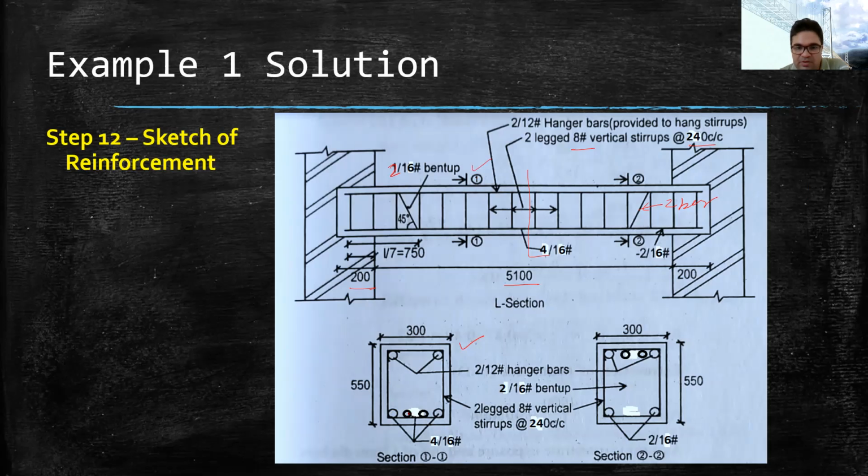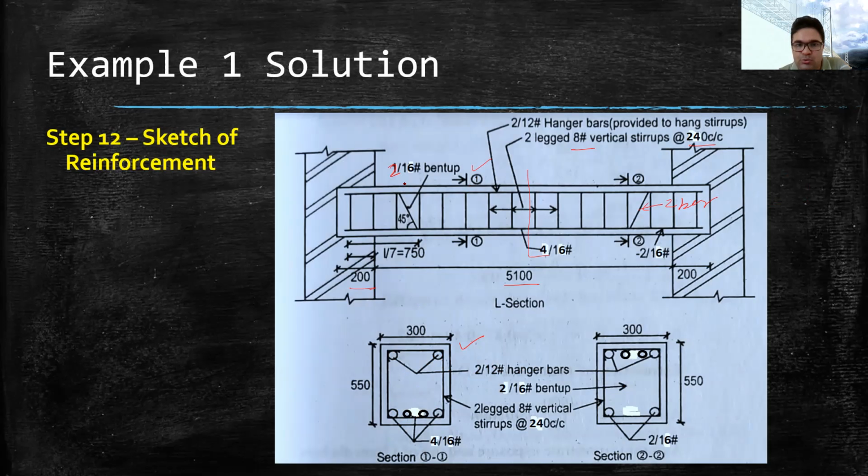So in cross section 1-1, you can see 4 bars are there, and these two bars are actually hanger bars. So they are not in our calculation. We just provide them so that our stirrup, which is the ring, can hold up. That is why we provide them. It is not included in our calculation. So we are providing 2 bars of 12 mm dia so that our stirrups can hold up. So in section 1-1, you can see 4 bars are there.